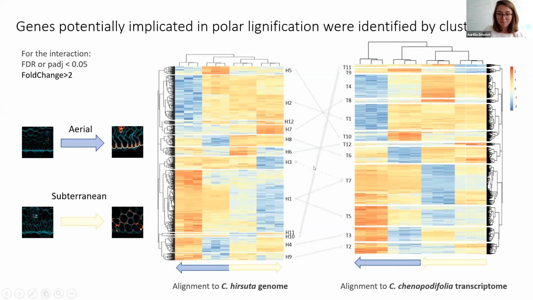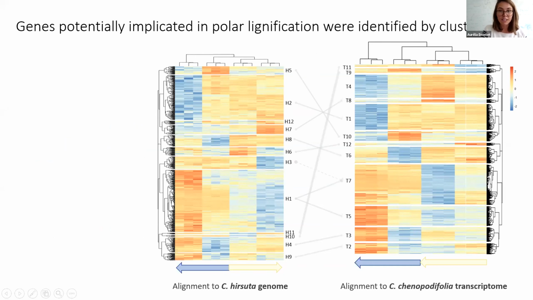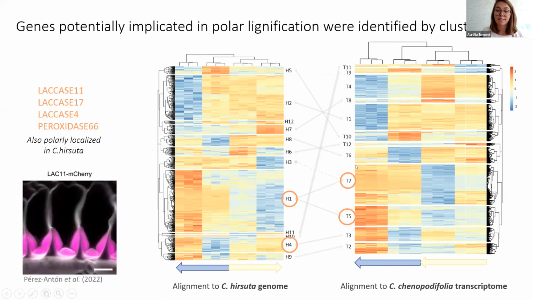And now, how to make sense of all this? We realized that there were some clusters that contain genes that we know are important for polarity of lignin. This is work that has been previously published by a talented postdoc in our group, Miguel Perez-Anton, where he showed that laccases and peroxidases can also be polarly localized in Hirsuta. These genes were found in this type of cluster with a specific behavior, where the genes are induced in the agar fruits during development, but downregulated or only very weakly upregulated in the subturned fruits.